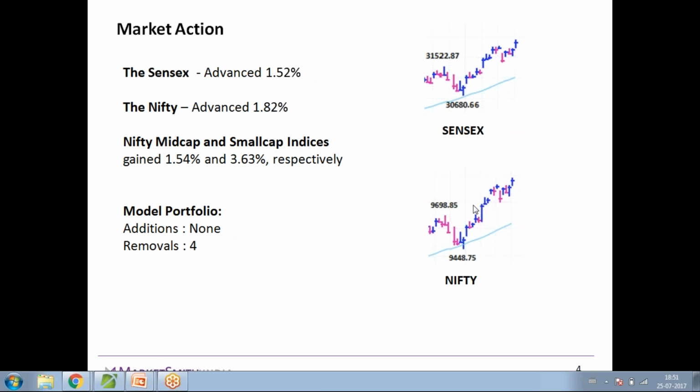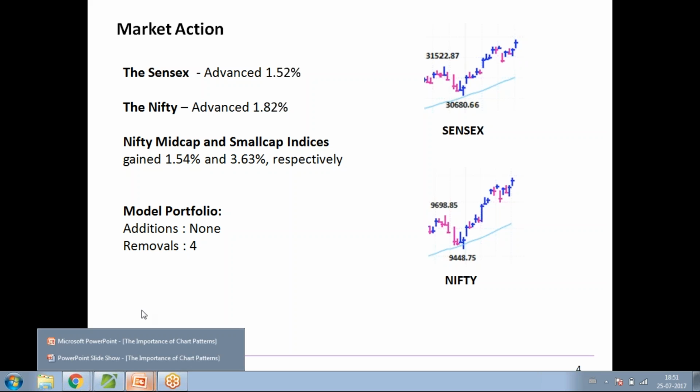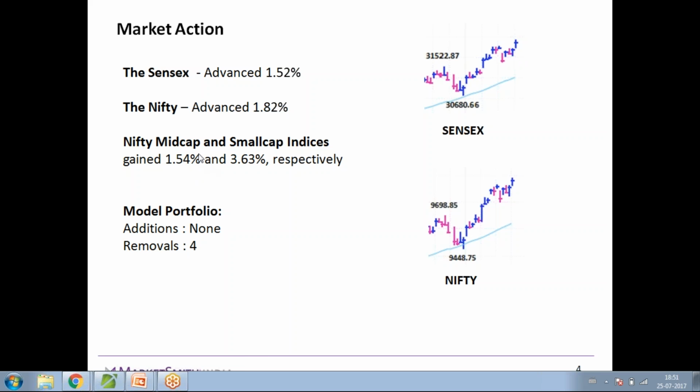However, one factor that has been distinguishing this bullish phase has been the underperformance of the Nifty mid cap. You can see that during the last fortnight, the Nifty mid cap advanced 1.54 percent, while the small cap index advanced 3.63 percent.